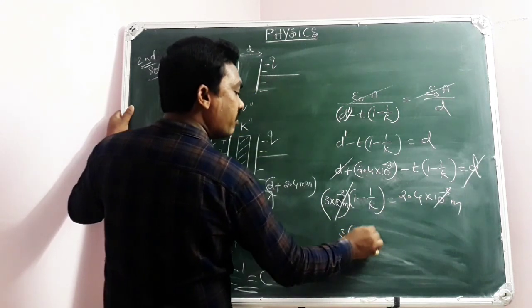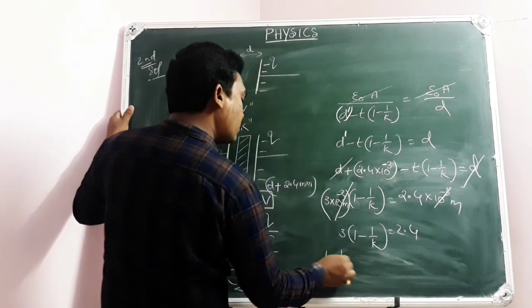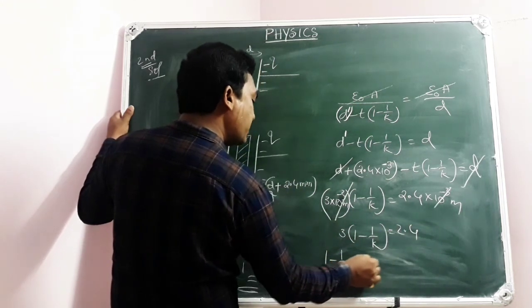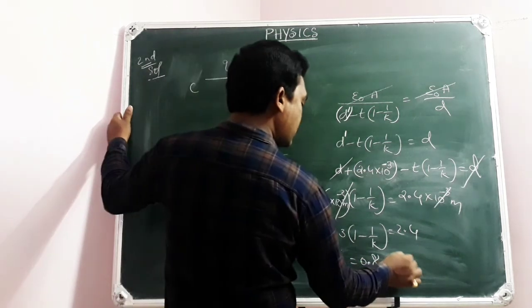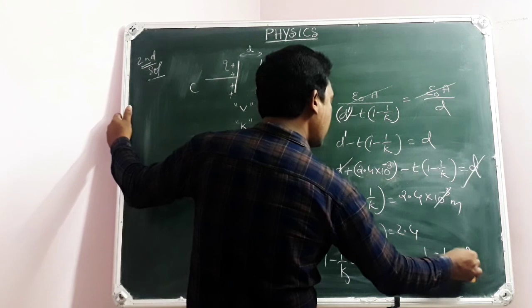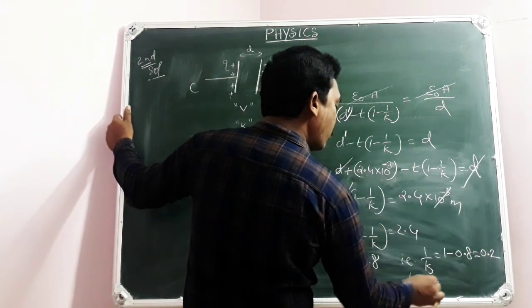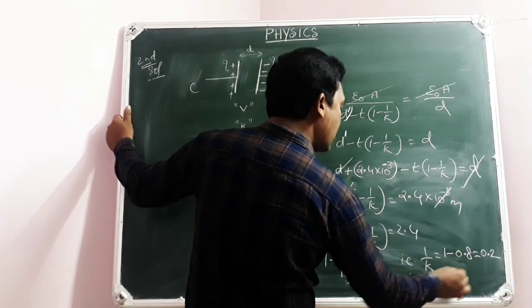So 3 of 1 minus 1 by K equal to 2.4. So 1 minus 1 by K equal to 0.8. That is 1 by K equal to 1 minus 0.8 equal to 0.2. That is K equal to 1 by 0.2, which is equal to 5.